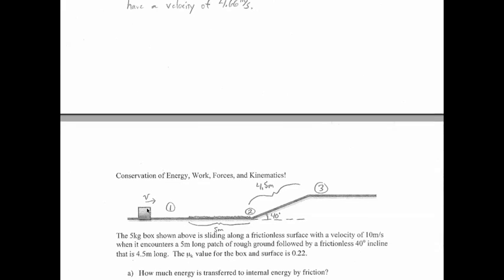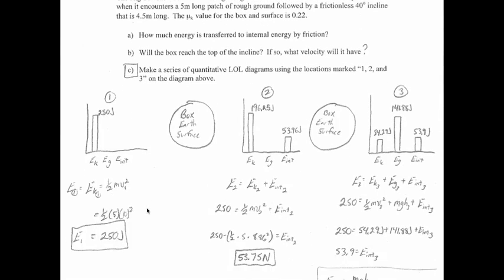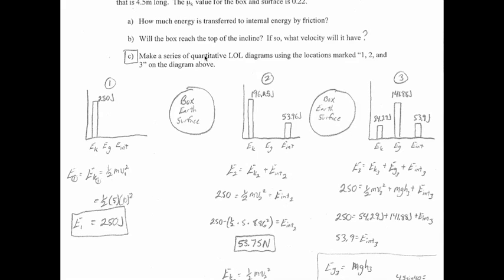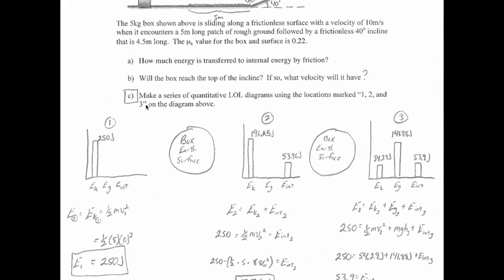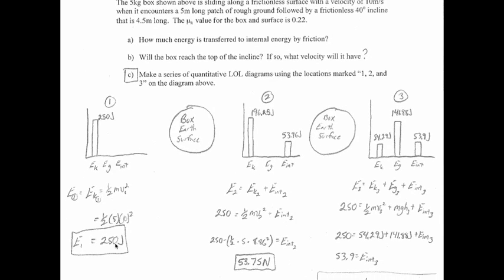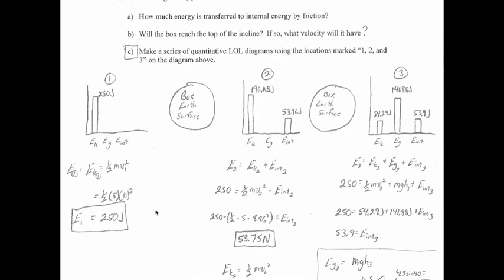So now, moving on to the final part of the problem, we're asked to make a series of quantitative energy diagrams using the locations marked 1, 2, and 3 on the diagram above. Remember that in the first part of this scenario, at point 1, all the energy was kinetic. So the energy at point 1 is equal to the kinetic energy at point 1, which is equal to 1/2 m v1 squared, and that got us 250 joules.